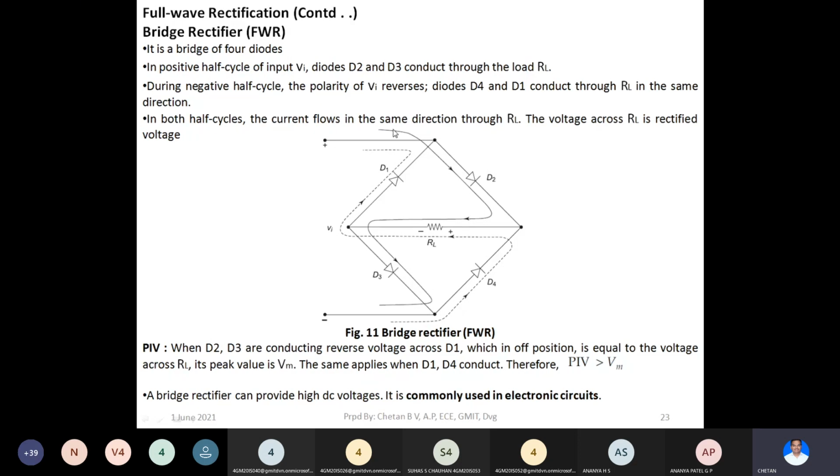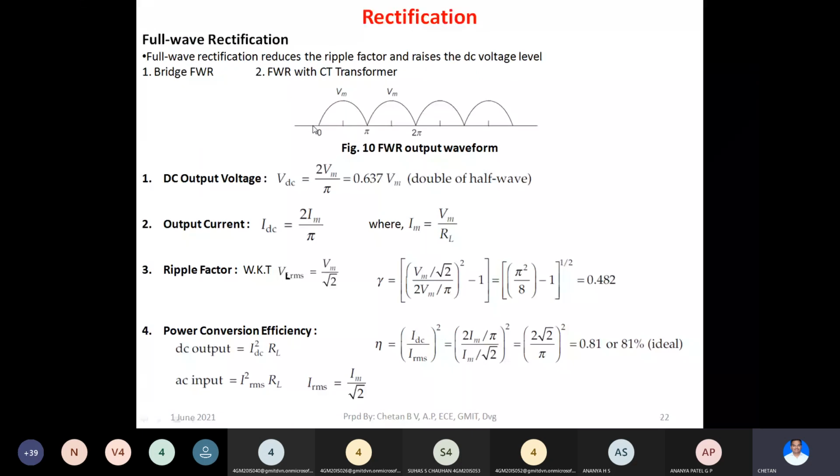The path which is marked in continuous line, here you can also see the arrow mark. The current will flow through D2, and again it will flow through RL, and next it will flow through D3, and it will reach the negative terminal of the supply. Hence, you will get this part of the waveform, that is from 0 to pi.